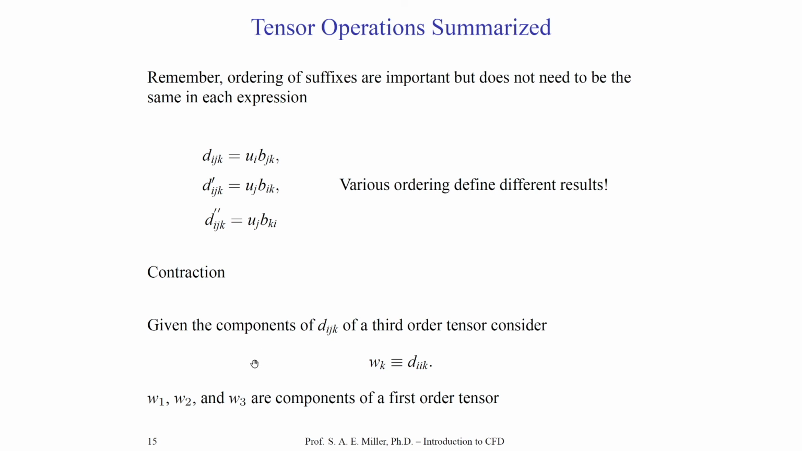Finally, given a component d_ijk of a third order tensor, we might consider w_k equals d_iik. Here, w1, w2, and w3 will be components of the first order tensor. What does this reduction come to?